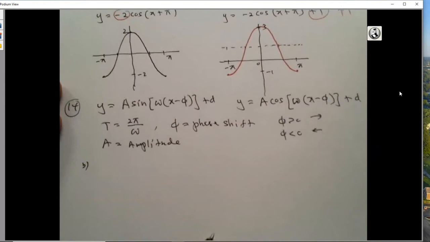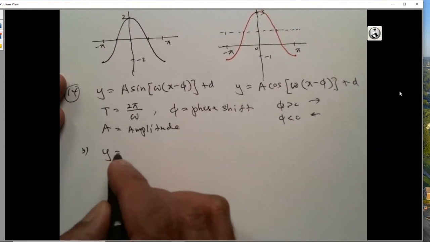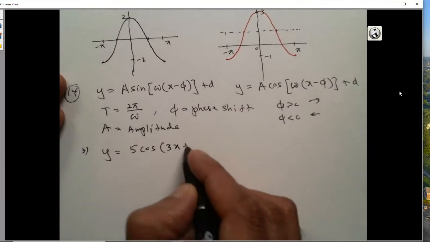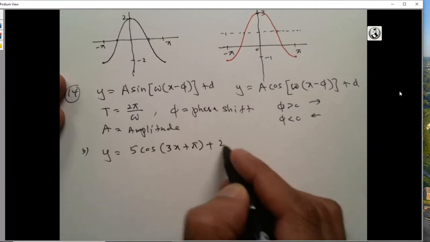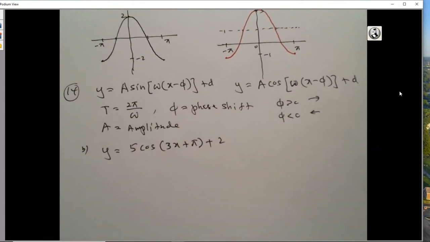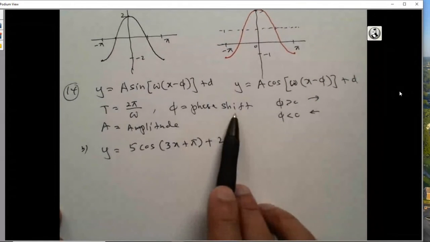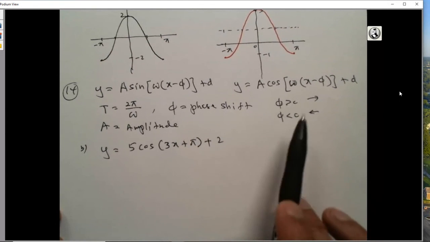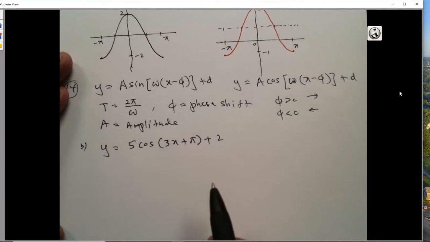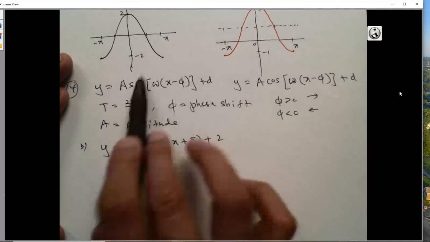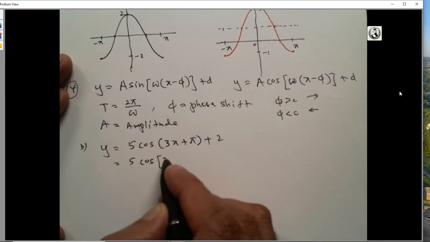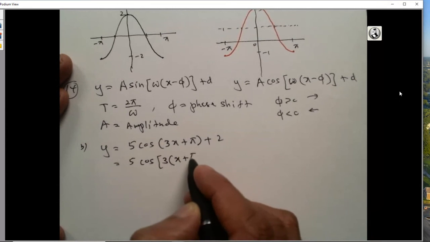So let's do B. B is y equals 5 cosine(3x + pi) plus 2. So you can see that this is not in the standard form. So this is not in the standard form. That means you have to bring it to the standard form. Standard form is you write it like that. So that means you have to take 3 as a factor. If you take 3 as a factor, it means you divide everything inside by 3.